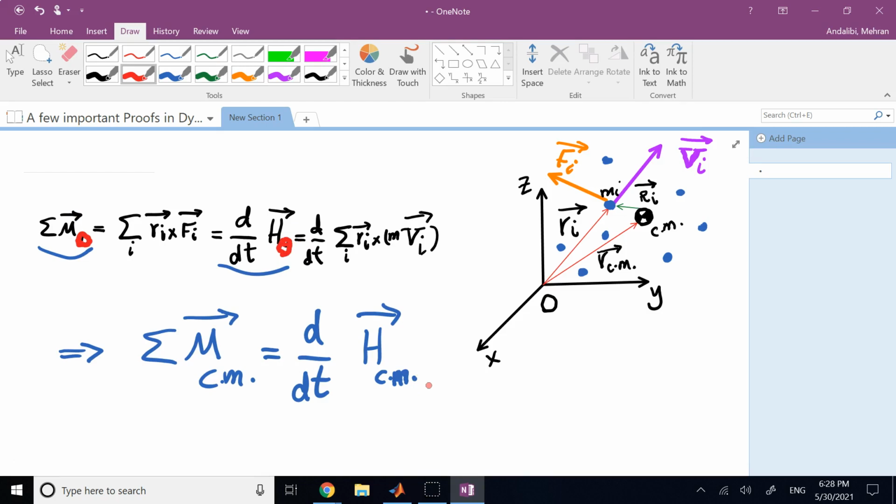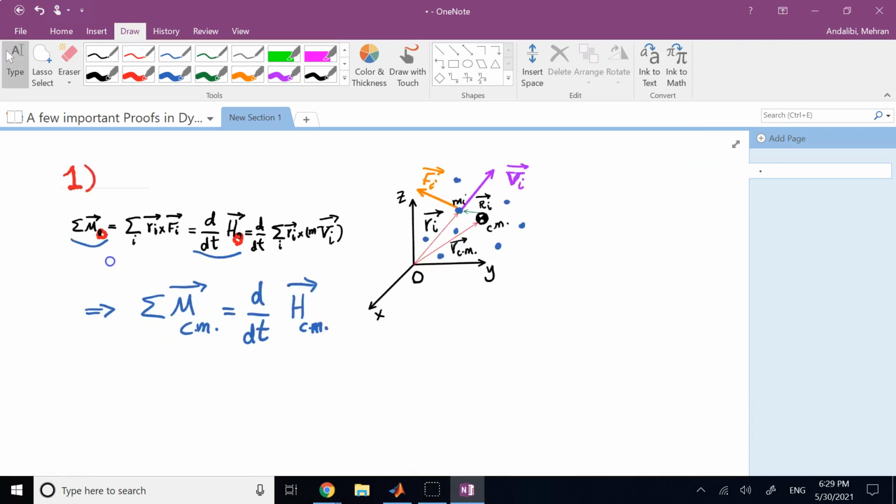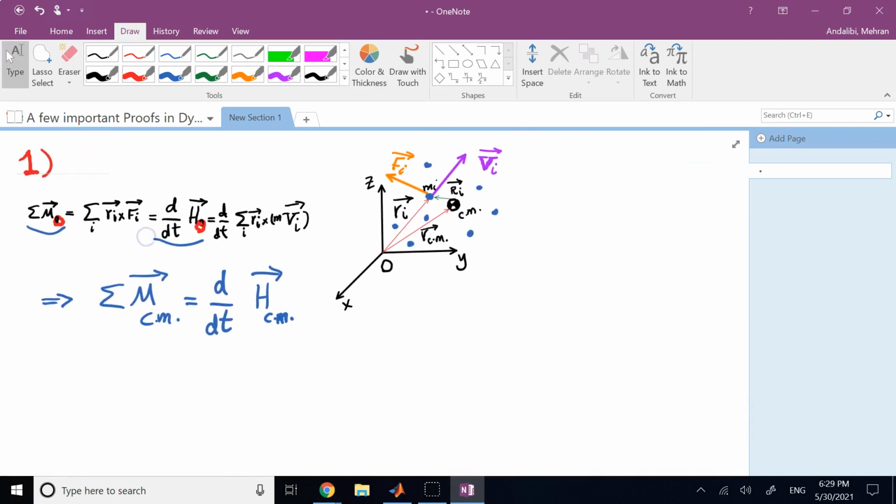So the first proof I want to do is this one. This is the number one proof. I want to show why you can also write this important equation about the centroid. Then we go to the two other proofs that are important. So first, let's see why this is happening.